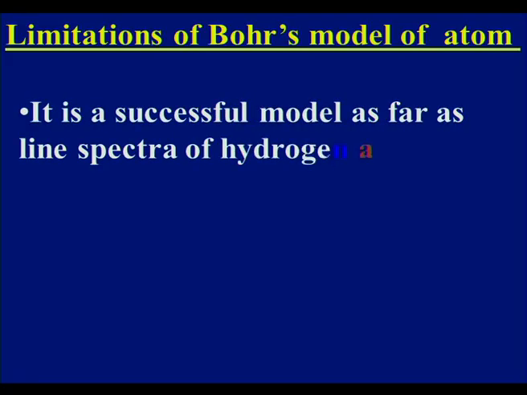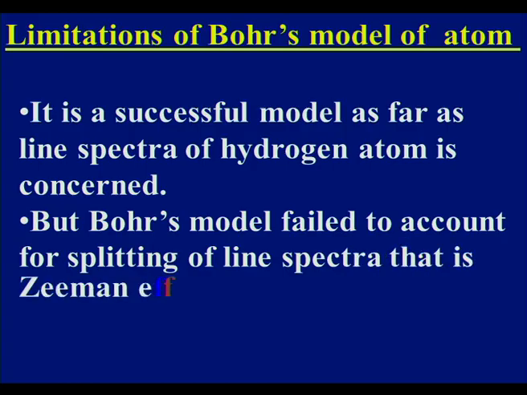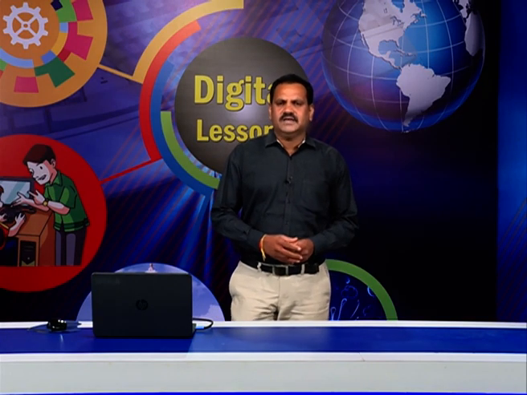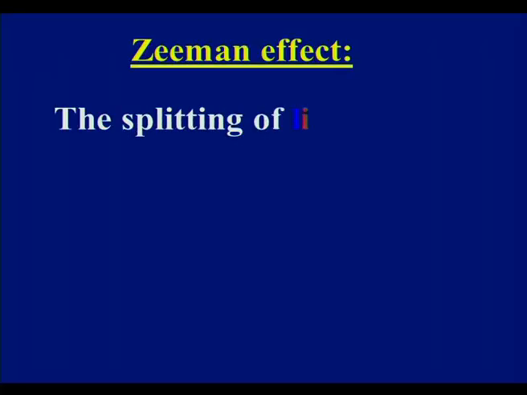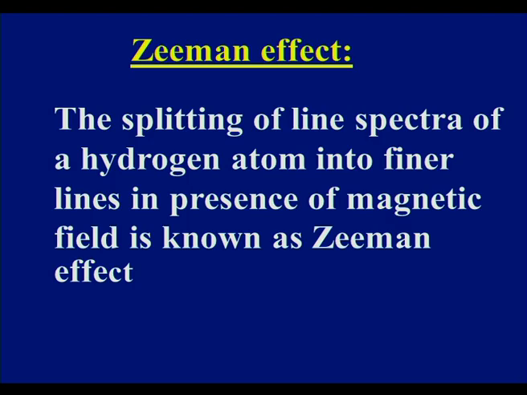It is a successful model as far as the line spectra of the hydrogen atom are concerned, but the Bohr model failed to account for the splitting of line spectra, that is the Zeeman effect and Stark effect. Children, what is the Zeeman effect and what is the Stark effect? First, let us learn about the Zeeman effect. The splitting of line spectra of the hydrogen atom into finer lines in the presence of a magnetic field is known as the Zeeman effect.